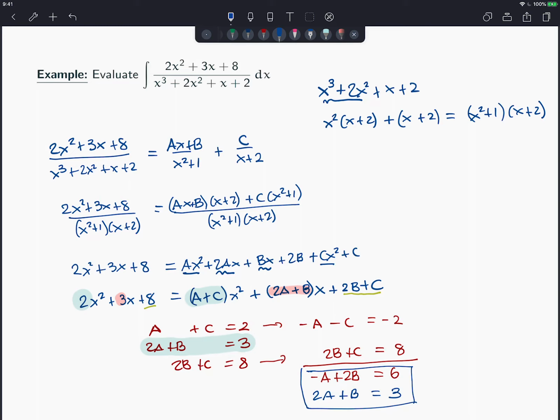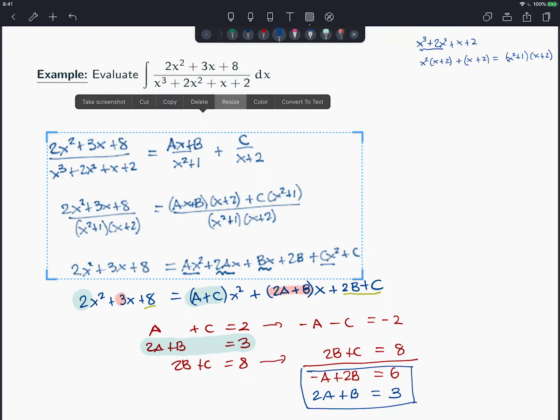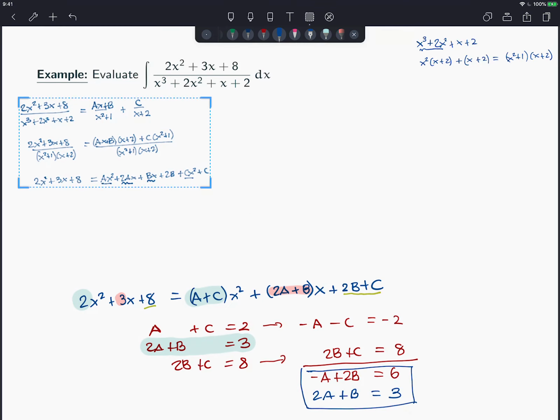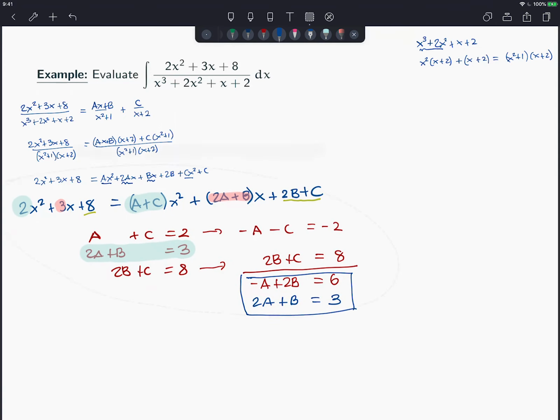So I need a lot of space here. Let me start putting some things on the side. This is how I factored it, I'm going to put it over here. This is the work to get my partial fractions, I'm going to put it over here. I'm going to leave this big, but I'm going to put it over there.